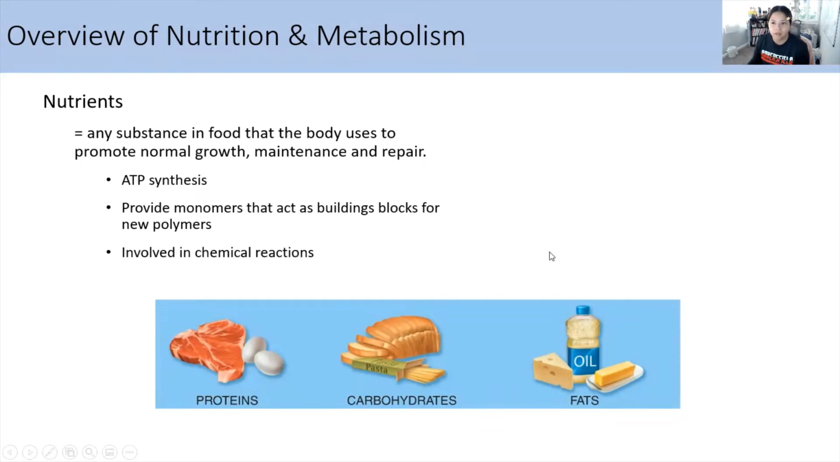Okay, and then these nutrients are also going to be involved in chemical reactions, and we'll talk about those at the end of the lecture, the vitamins and minerals.